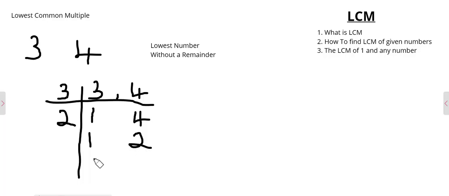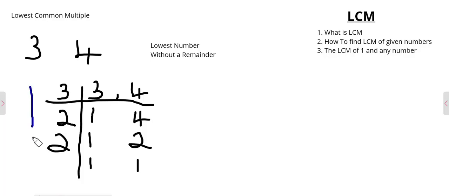Our aim is to have 1 and 1. So we have to divide again. 2 is going to divide 1, and when 2 divides 1, it cannot give us a whole number, so we'll bring down 1 again, and 2 will divide 2, it's going to give us 1. So at this point we have succeeded in dividing 3 and 4 to their minimum, and you can see on our left hand side what we have there.